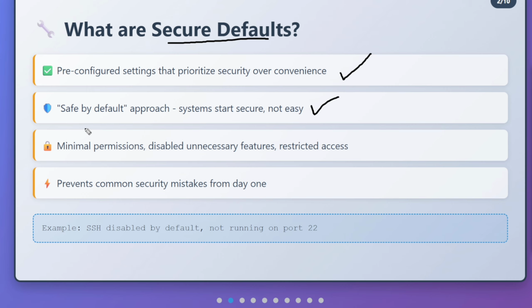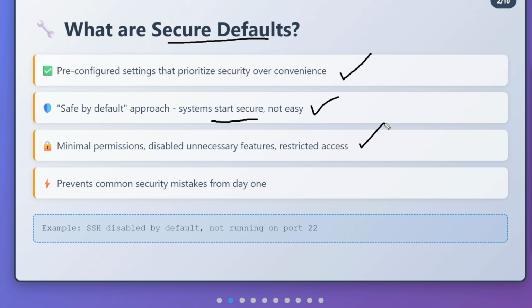Let me explain a little bit about this point. Instead of leaving things open and flexible, secure defaults lock things down first, and then you open particular access or permissions only when you need it. So first you start by securing, and then you proceed, opening that particular communication or whatever it might be later on, whenever it is required.